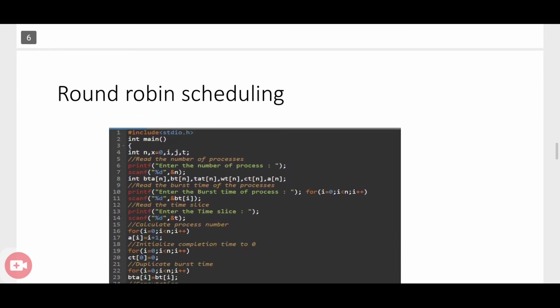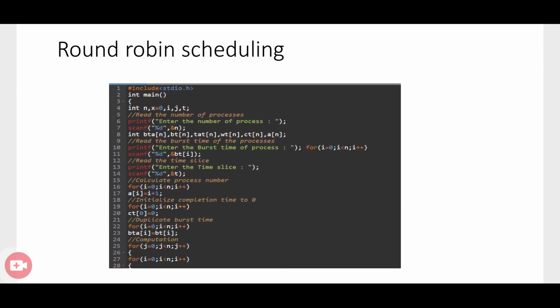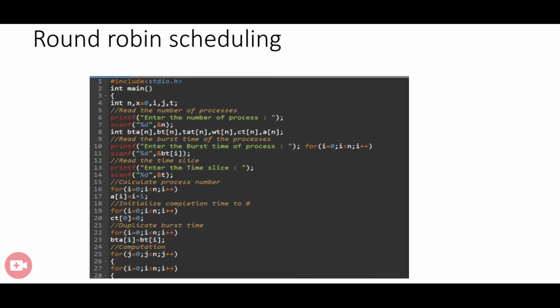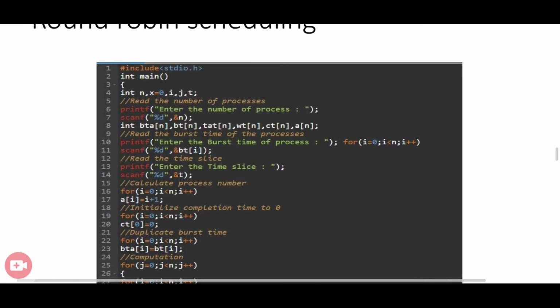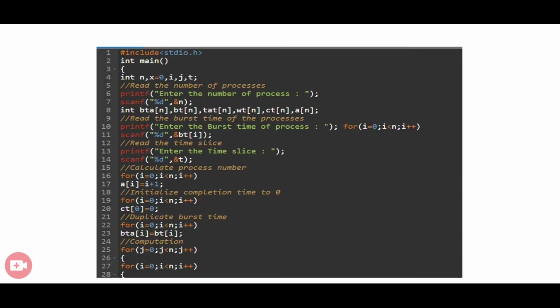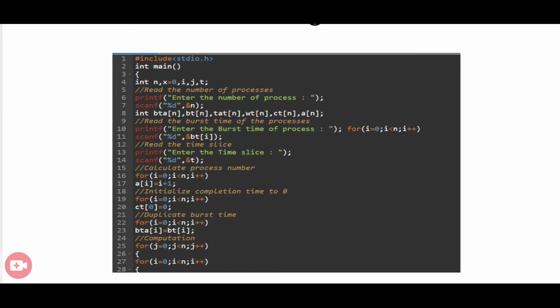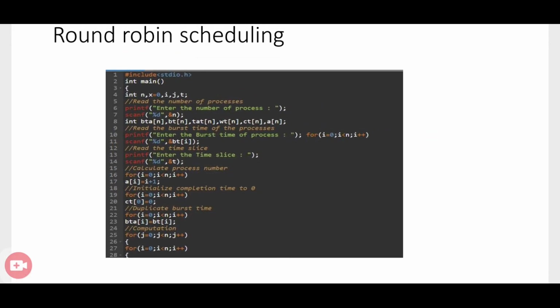Then the third scheduling algorithm, that is round robin scheduling. Round robin is also a process scheduling algorithm. So you have to enter the number of processes and the burst time of each process. From that you can calculate the completion time, turnaround time and waiting time. This round robin scheduling algorithm is actually based on a time quantum.